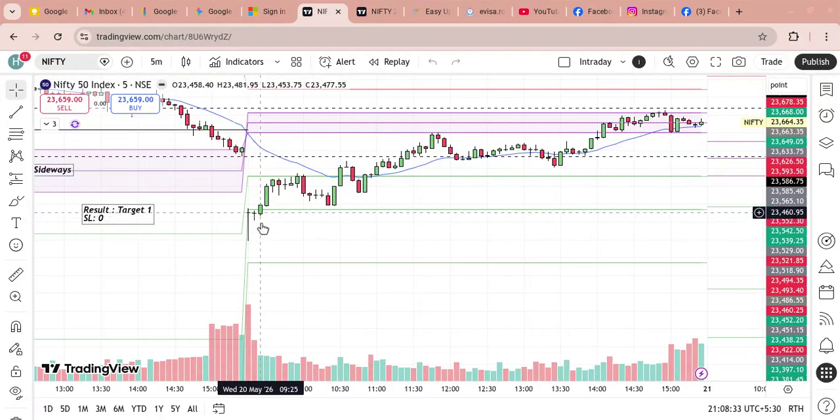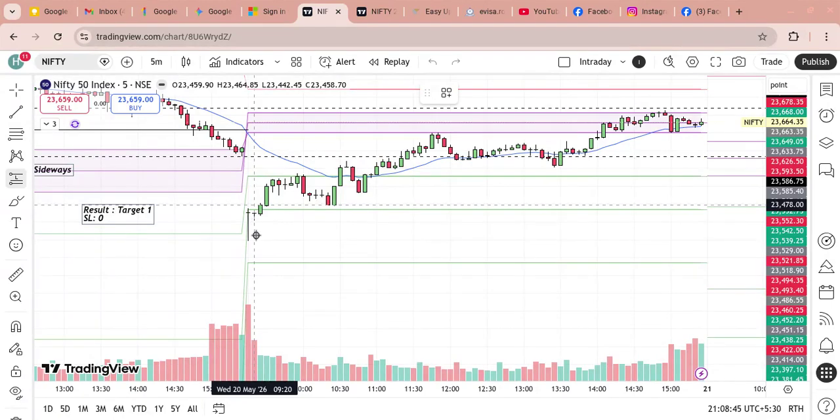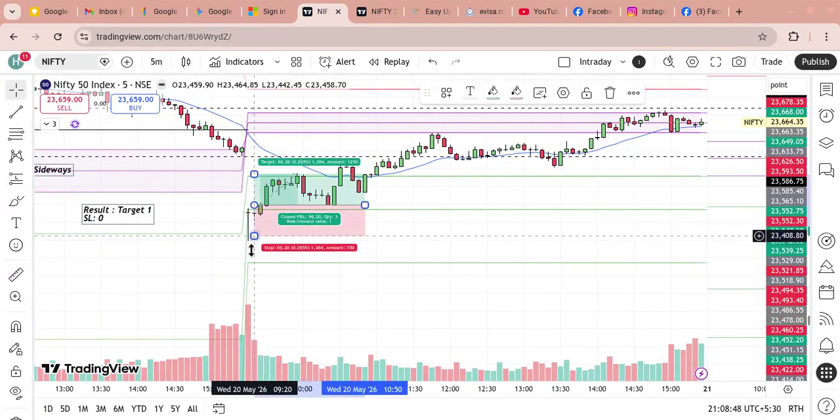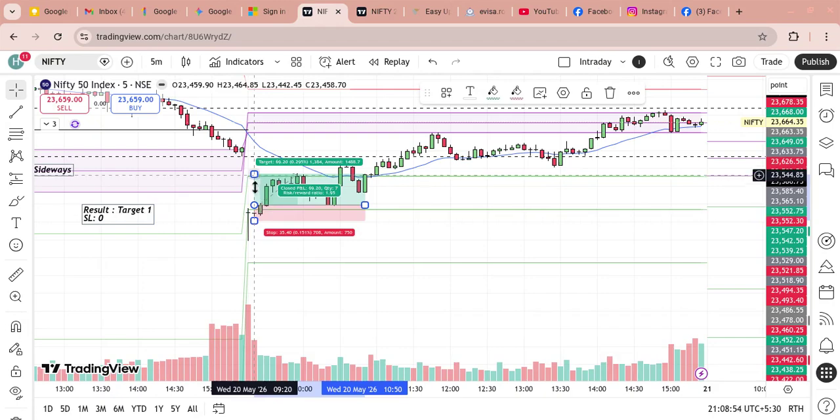So the third candle has broken this range, the first candle high. So this is the breakout trade. We should go long here. The stop loss will be below the swing, like the second candle low. And the target will be 1 is to 2, which is somewhere here.